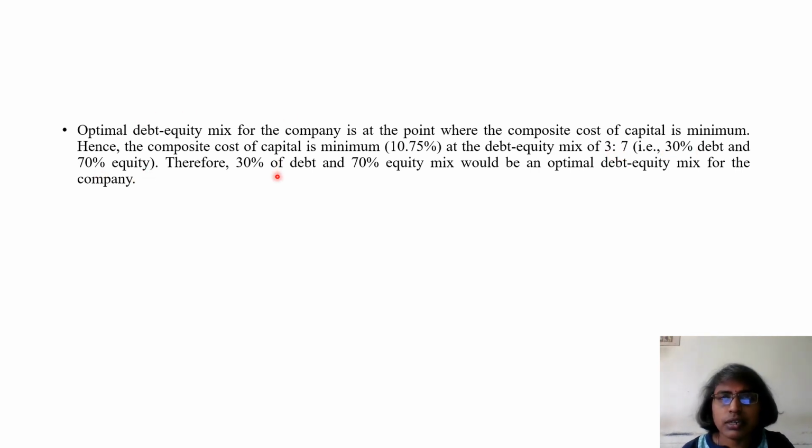What it means is, whatever the amount of funds or source the company requires, if they go for 30% debt and 70% equity, then they will reach the optimum debt equity mix with the minimum composite cost of capital, that is the minimum weighted average cost of capital. So that is what we have solved with the help of this composite cost of capital problem.